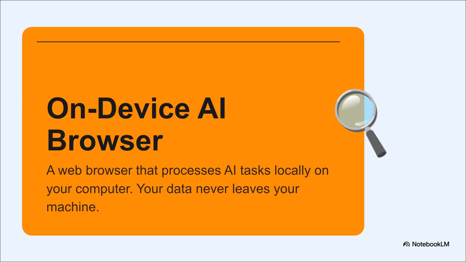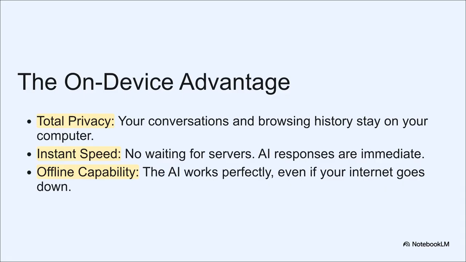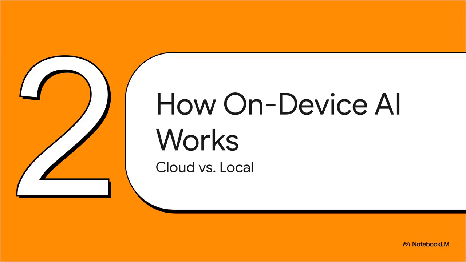And that has three huge game-changing advantages. And here they are. First up, total privacy. It's not an add-on, it's just built in by design. Second, it is fast, like instant. There's no waiting for a signal to bounce to a server and back. And third, and this is the really wild part, it works completely offline. You could be on a plane, no Wi-Fi, and the AI would still work perfectly.